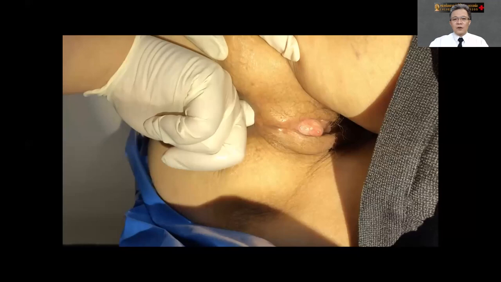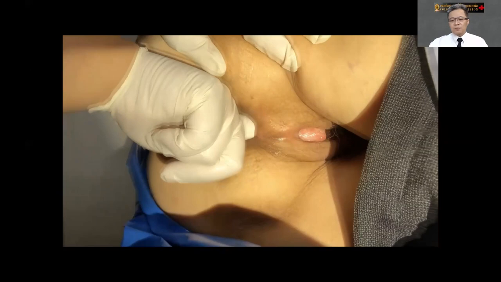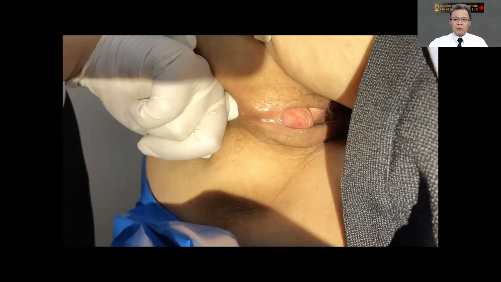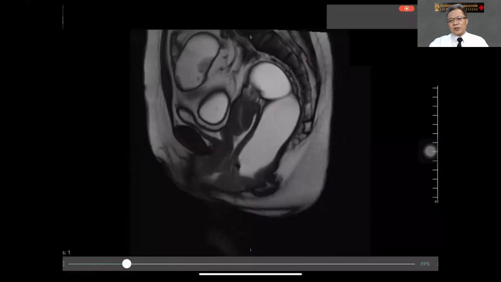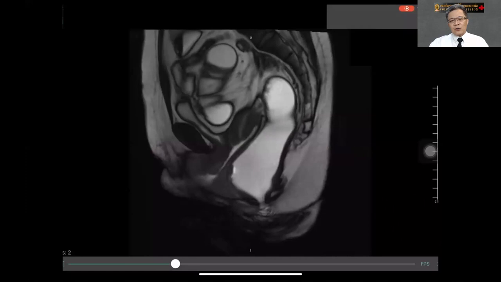For a severe rectocele like this, it's a very deep rectocele. It always comes with other organ prolapse. In this case, MRI shows a large rectocele, pelvic floor descent, and a large rectoanal intussusception.